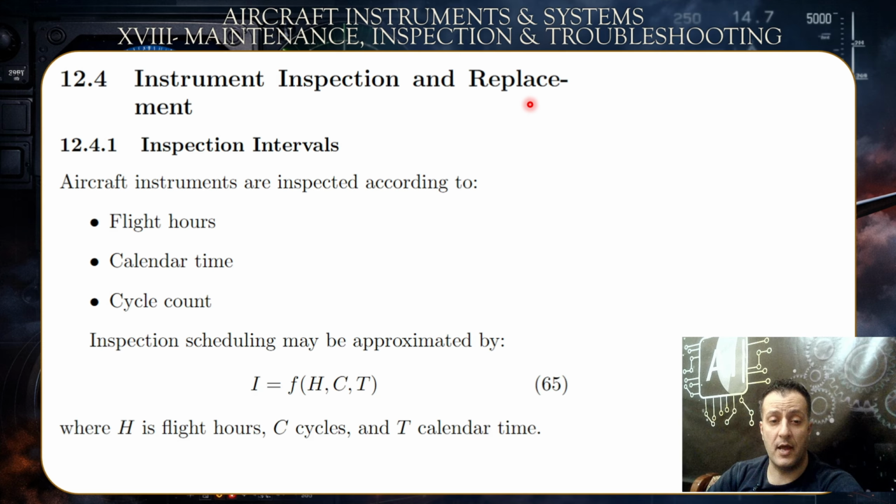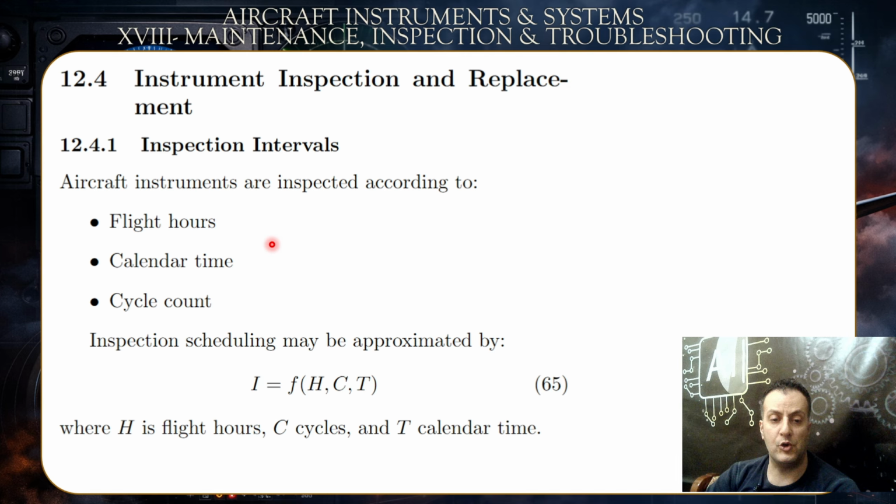Instrument inspection and replacement. Inspection intervals. Aircraft instruments are inspected according to flight hours, also cycle count, which is each compression and decompression. Each time the aircraft flies and then lands, that would be one cycle.